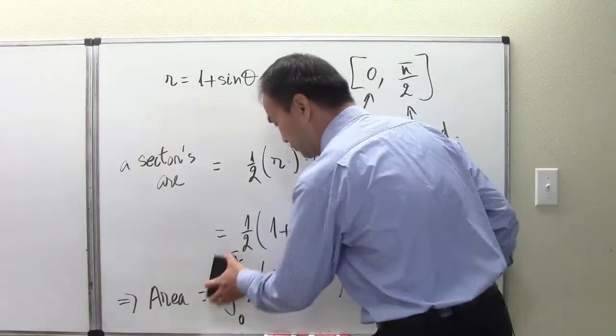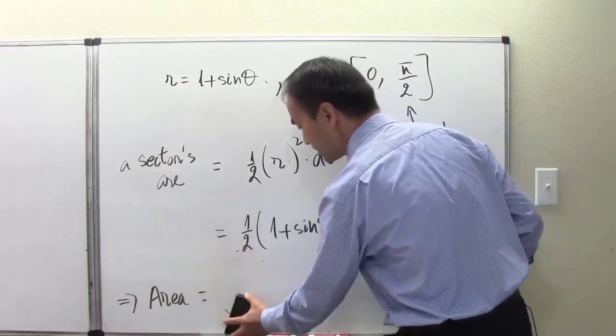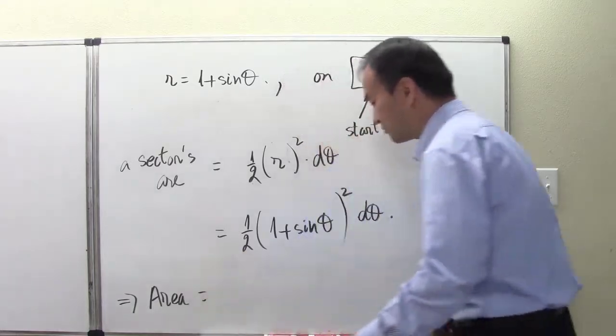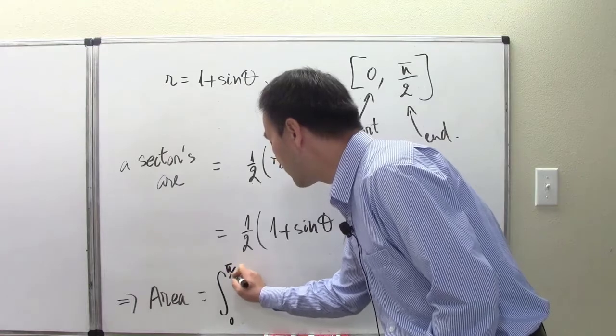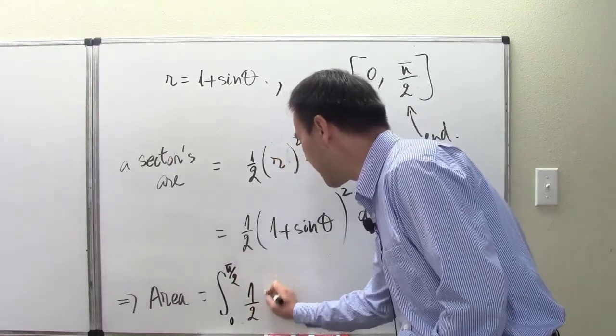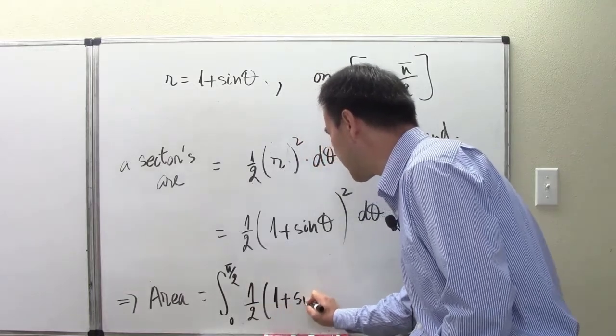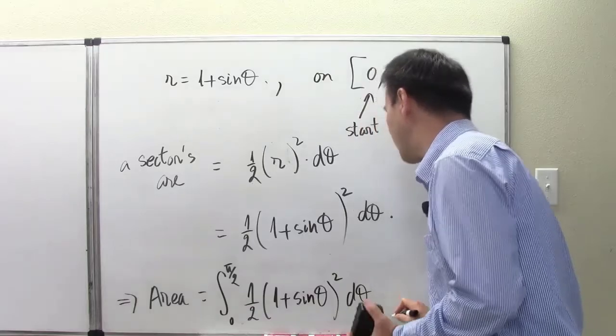Allow me to rewrite that so it stands out. It's an integral from 0 to pi over 2, and our function is 1/2 times 1 plus sine theta all squared d theta. And this is an integral that's ready to be evaluated.